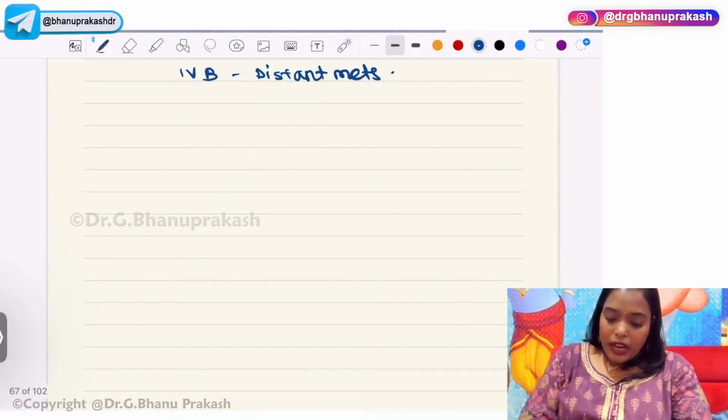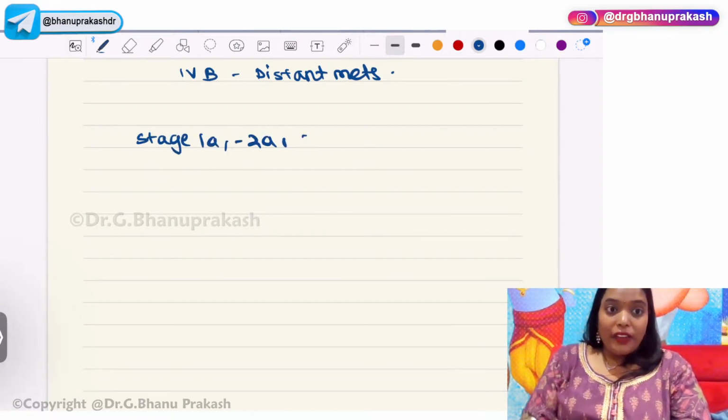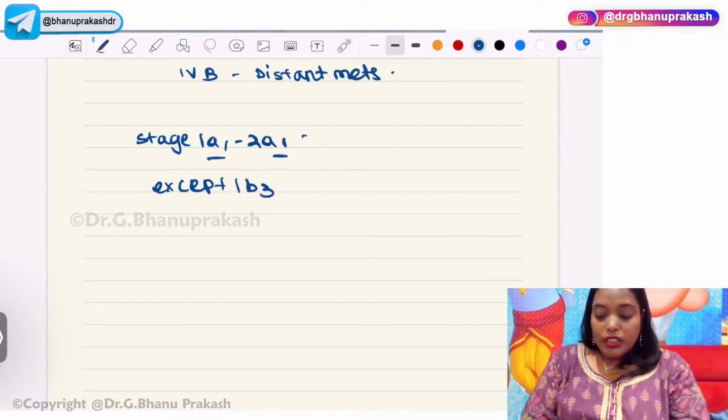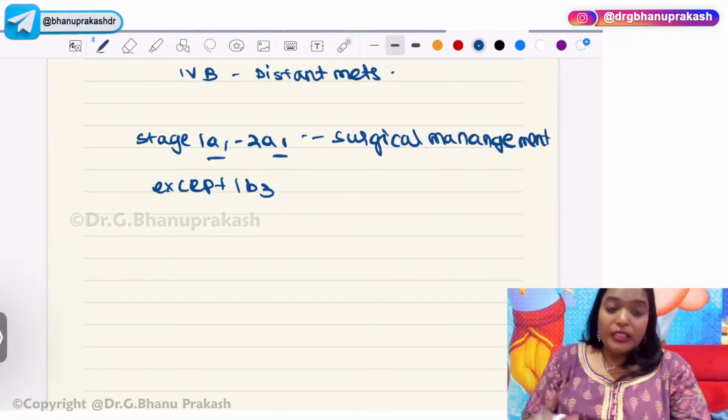Okay. Now, stage 1A1 to 2A1. How do I remember? A1, A1 common, 1 to 2, except 1B3. You'll do surgical management. The advantage of surgery is that the ovary is preserved. You never remove the ovary in this surgery.